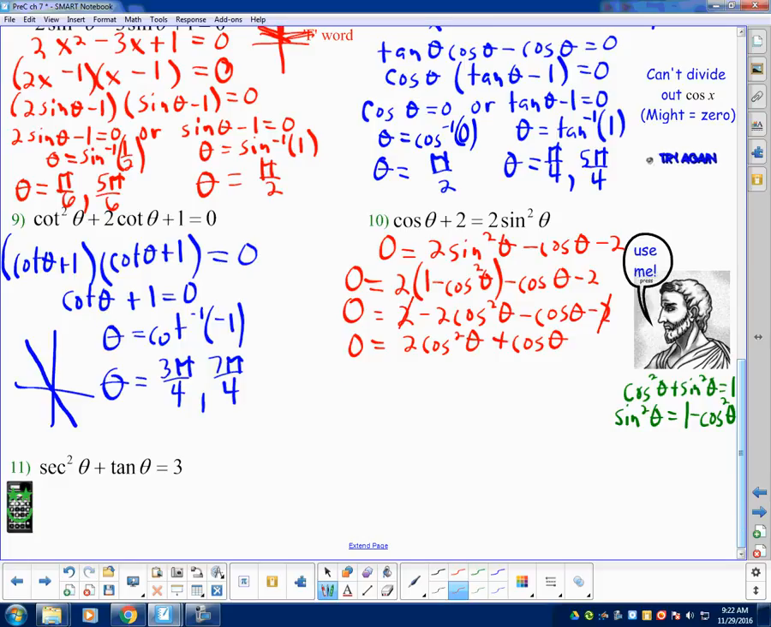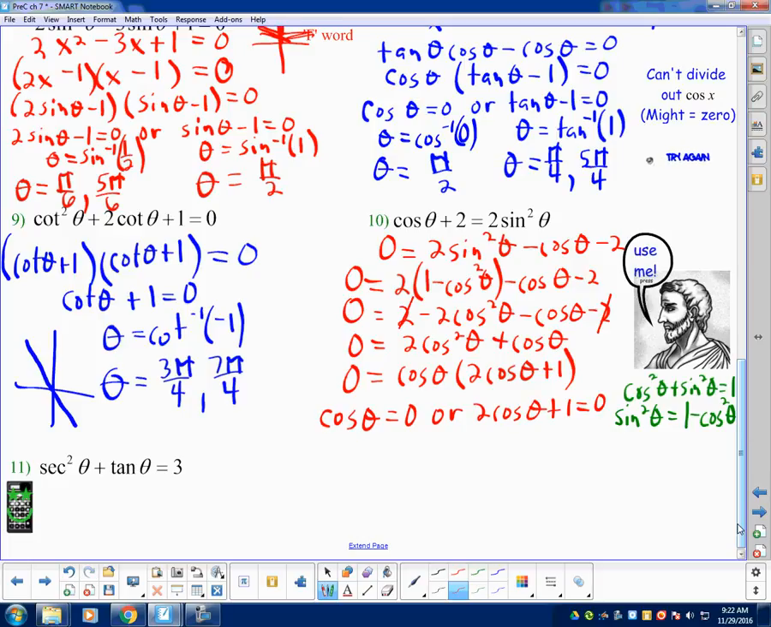So 0 equals, if I pull out a cosine theta, I'm left with 2 cosine theta plus 1. And then I set each one of these equal to 0. Cosine theta equals 0, or 2 cosine theta plus 1 equals 0. So theta equals inverse cosine of 0, or theta equals inverse cosine of -1/2. And we've solved these already. So we'll finish this up.